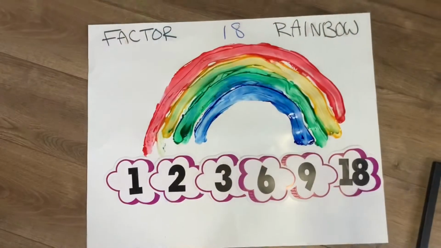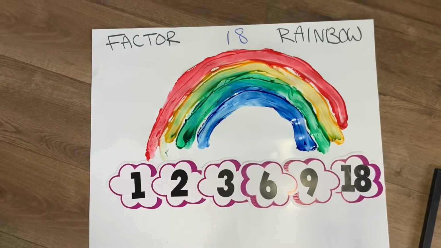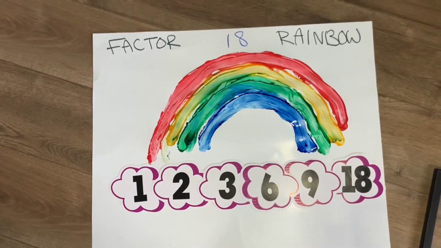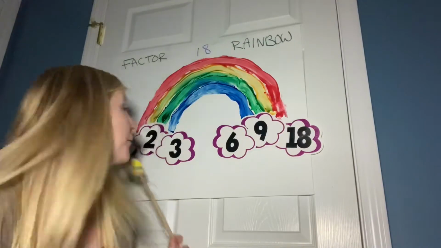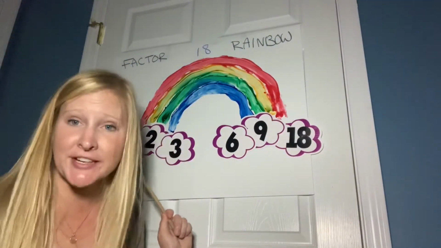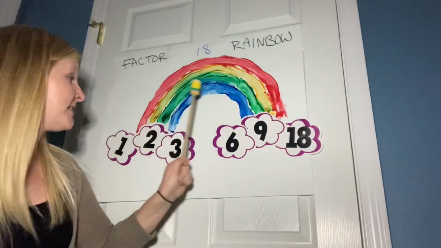What about 5? 5, 10, 15, 20. I definitely didn't say 18. And then before you know it, you're already at 6 again, and we already knew that 6 was a factor pair of 18. So as you can see, when you look at the factor rainbow for 18, 1, 2, 3, 6, 9, and 18 are all factors of 18. And if you look at the factor rainbow and follow the arches, you can see all 3 of the factor pairs. 1 and 18, 2 and 9, 3 and 6.